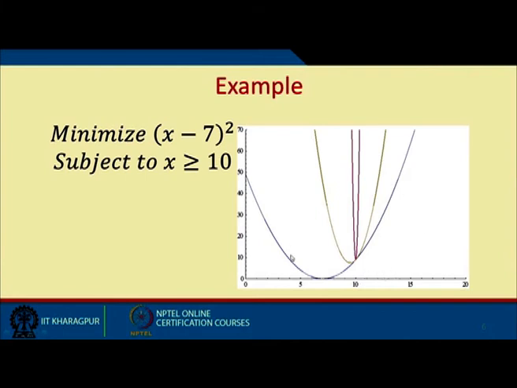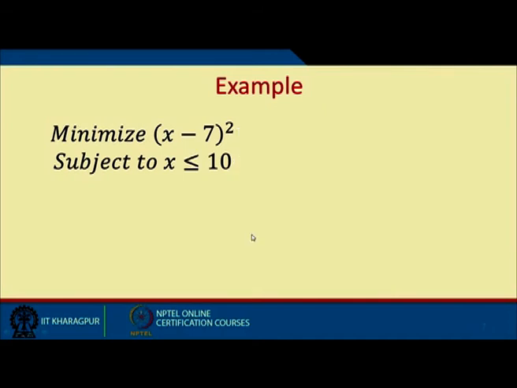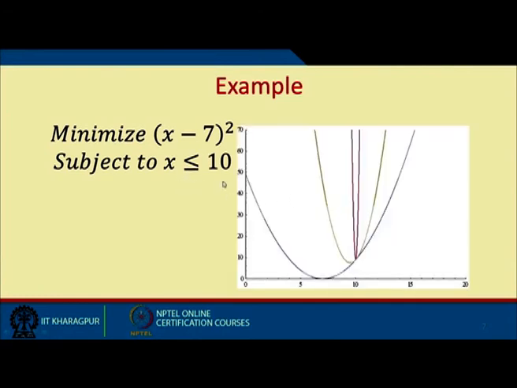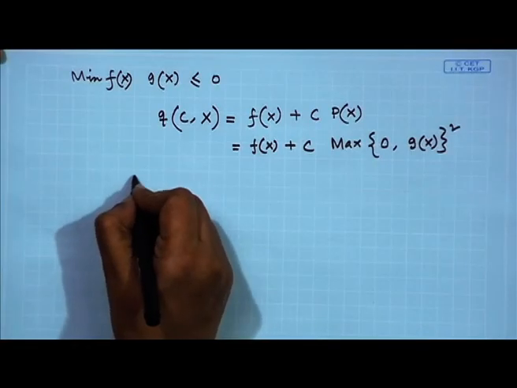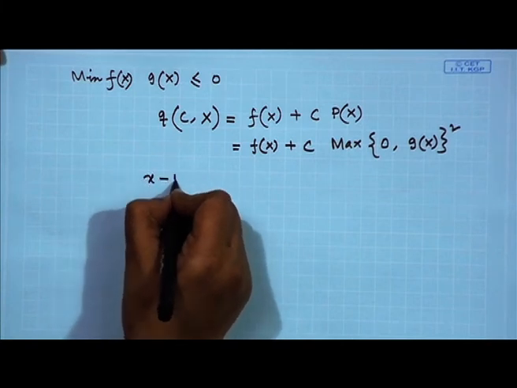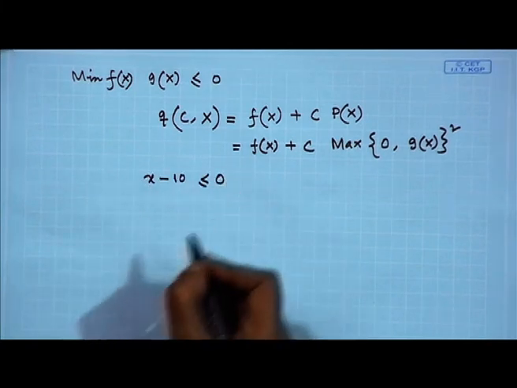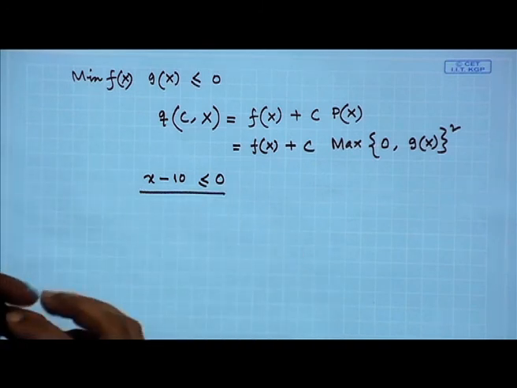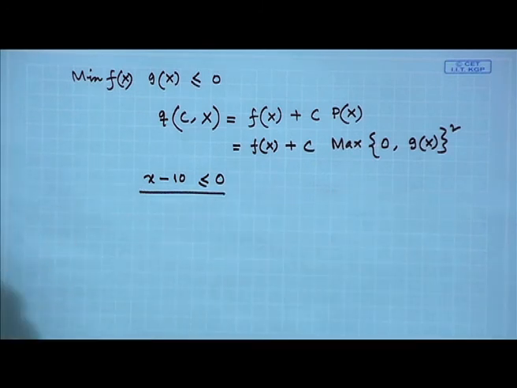Now, let us consider this problem. Instead of considering x greater than or equal to 10, which are the values I have considered, if I consider the problem in a different way, x less than or equal to 10 instead of x greater than or equal to 10, then my g(x) would be x minus 10 less than or equal to 0. If I approach it this way, what could be the solution? You can find it out.